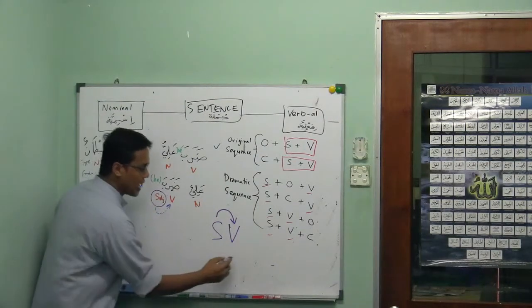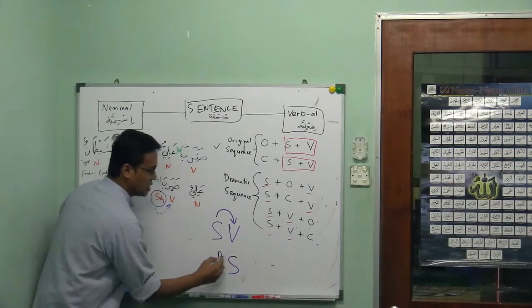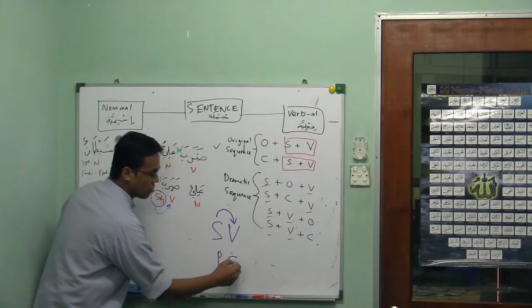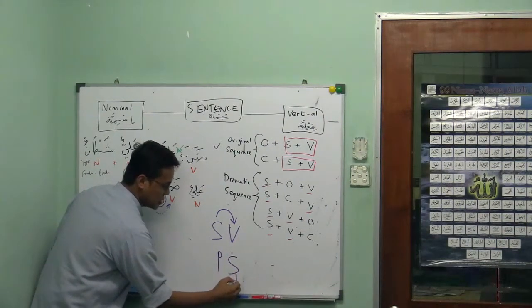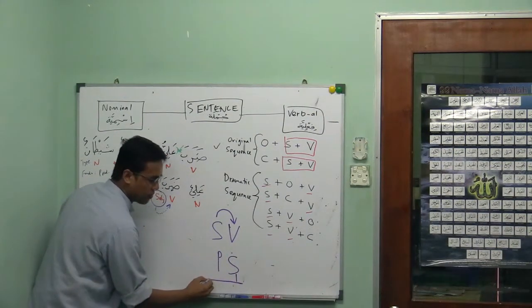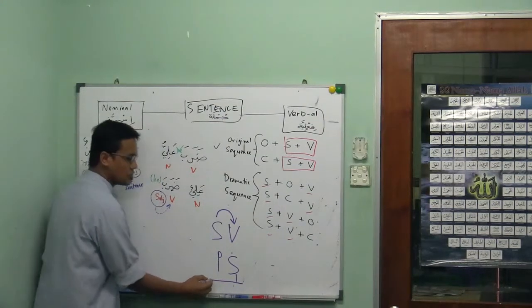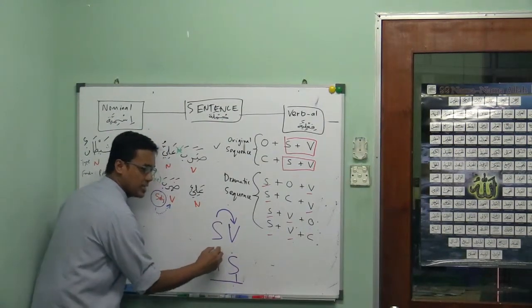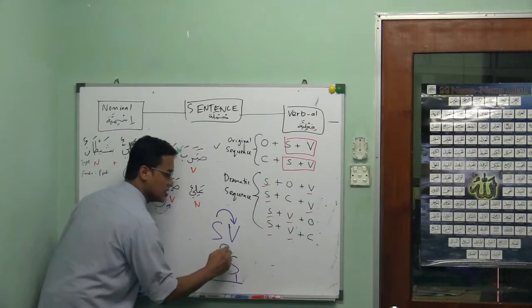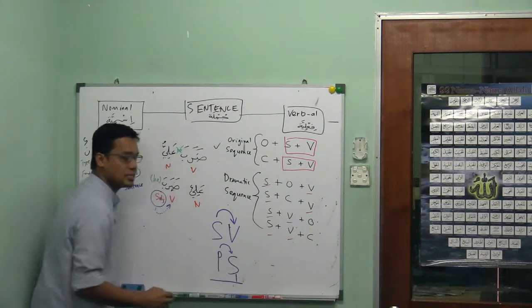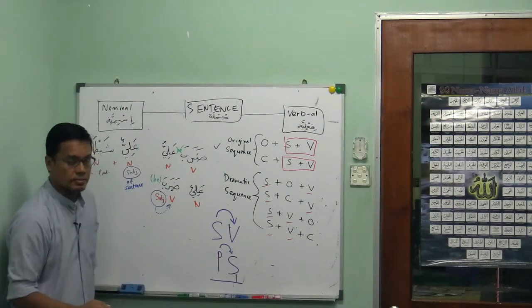When we're talking about SP, this subject is the subject of the sentence itself. Okay? And this predicate is the predicate of the subject of the sentence. Okay?